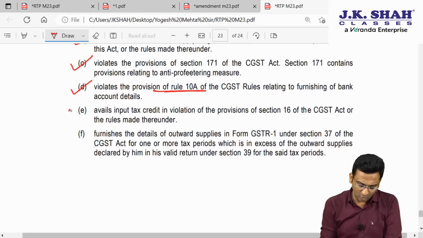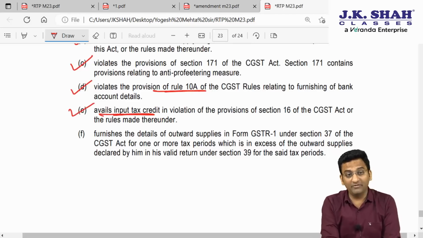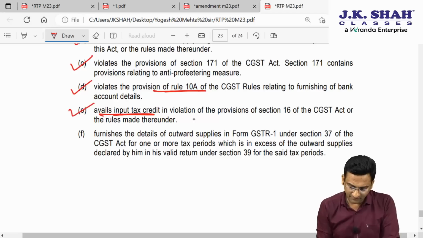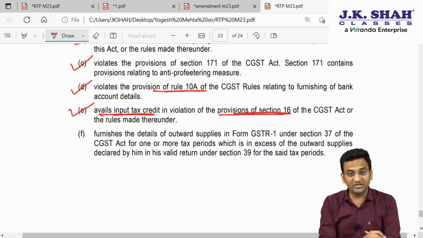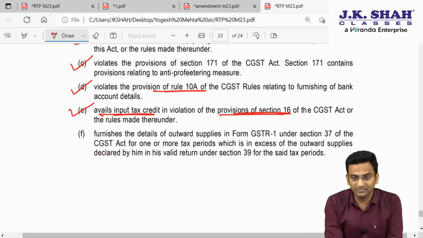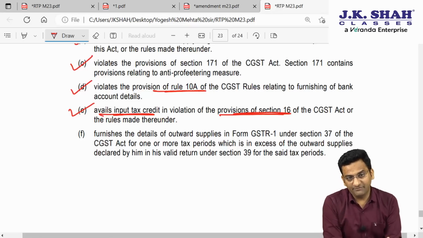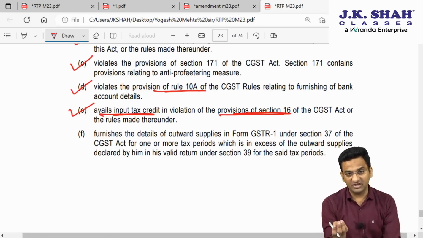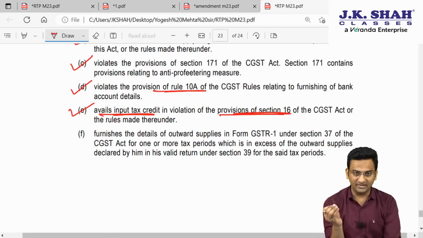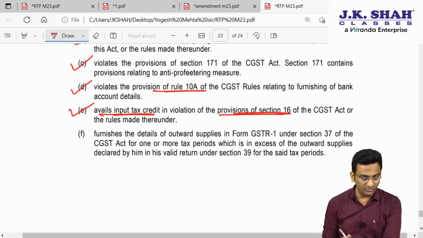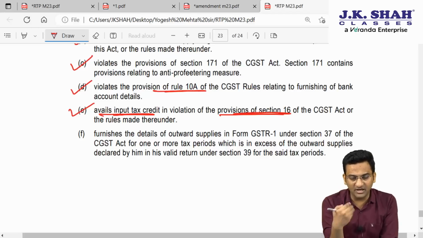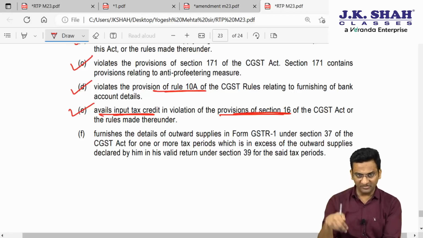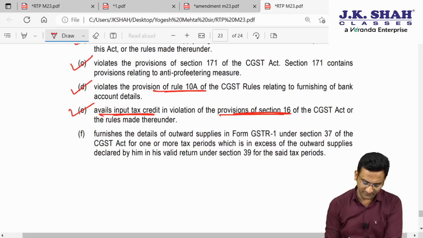Again, if you avail the ITC, the input tax credit, in violation of the provisions of section 16, there are 5 conditions, and if you do not satisfy any condition and even though you avail the ITC, then you are also liable for deregistration too. So the PO may deregister such a person who contravenes any of the following provisions.